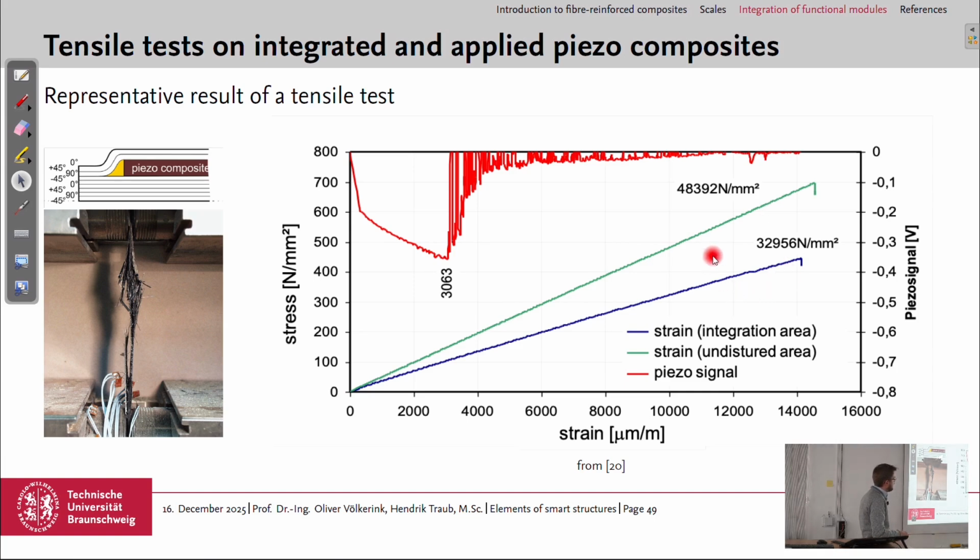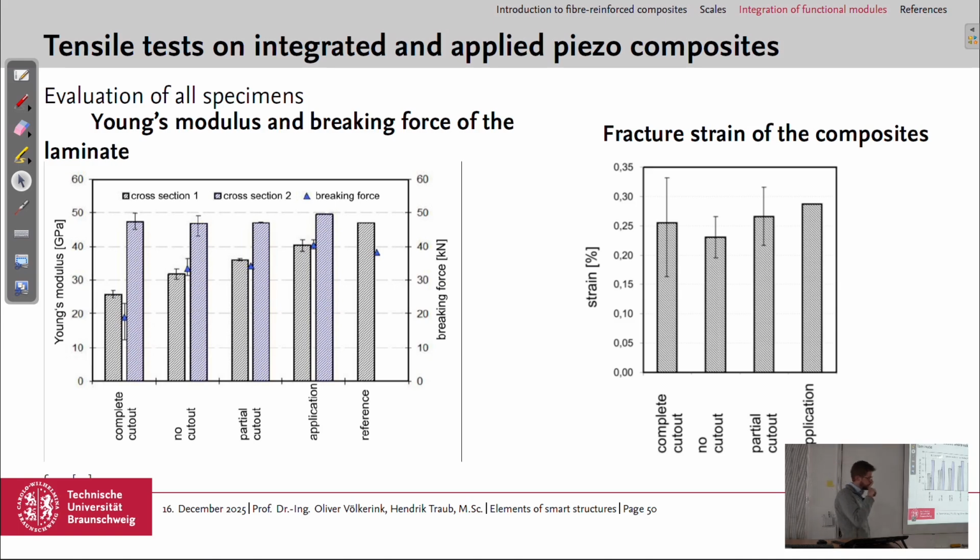And in the undisturbed area, the stiffness is higher than in the disturbed area because you have the weaker material in between. If we look at all specimens, here in the diagram, Young's modulus: complete cutout, no cutout, partial cutout. And we also have for reference applied actuators, so just bonded on top, and reference specimens without any functional modules at all.